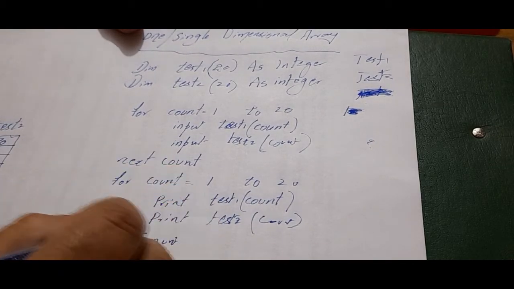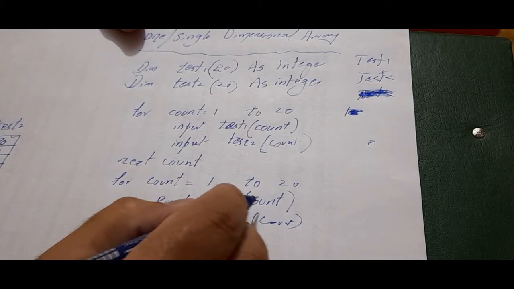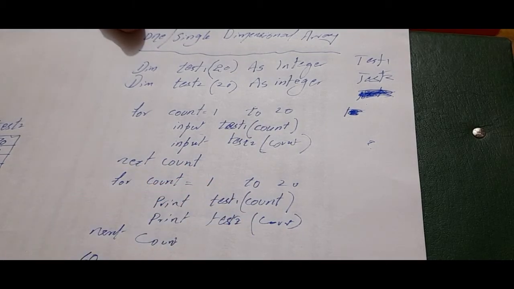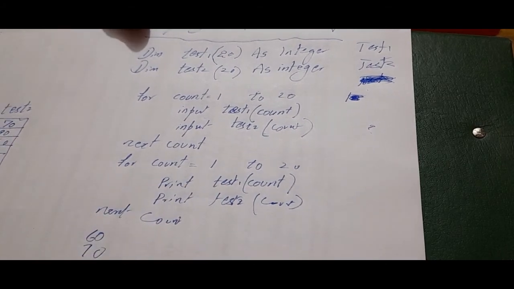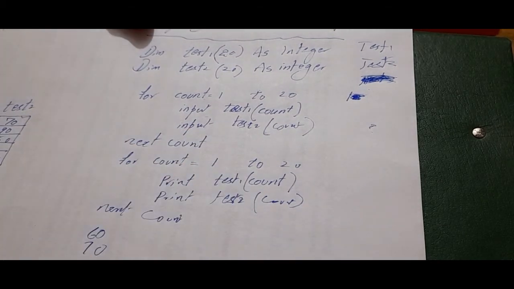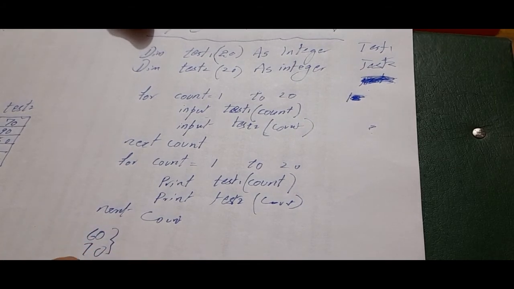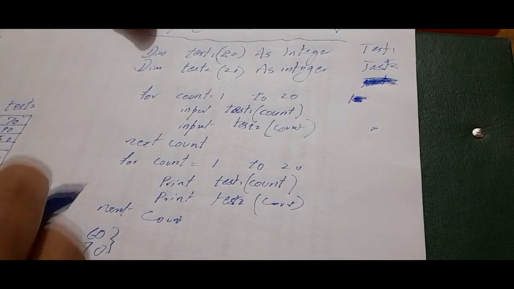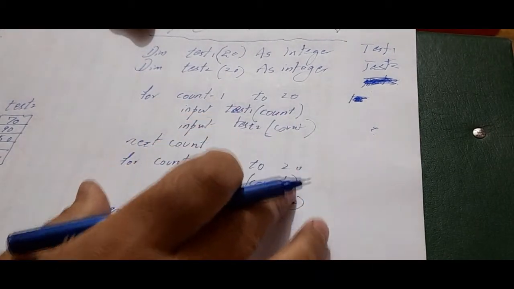The second time the loop runs, on the second iteration count will get 2. So definitely test 1's second location, that is 80, will display on screen, and test 2's second location, 90, will display on screen. And then test 1's third location, that is 70, and test 2's third location, that is 50. So this is how these values will display after running the second loop.